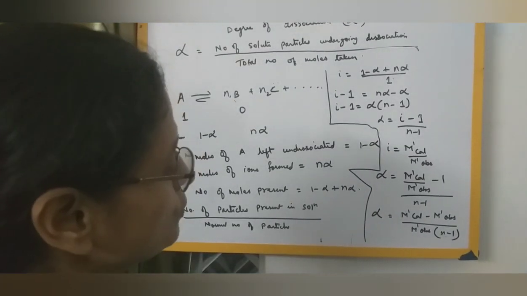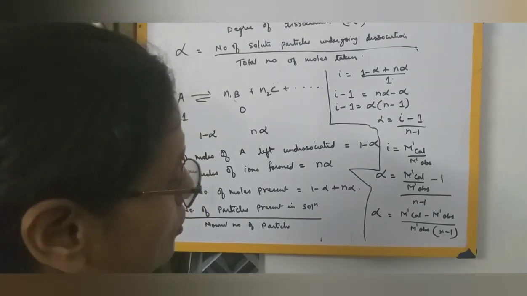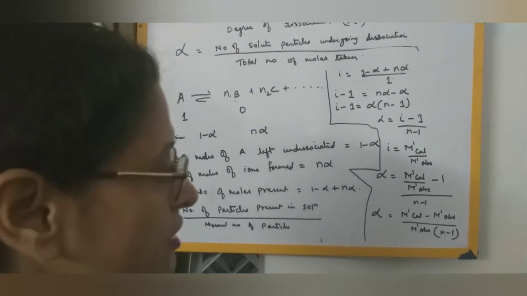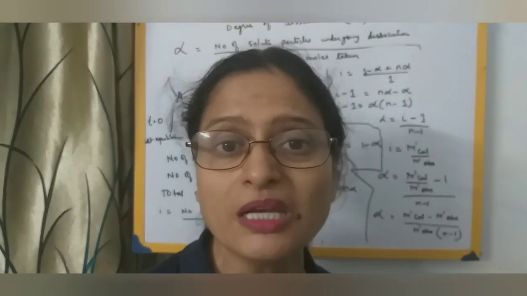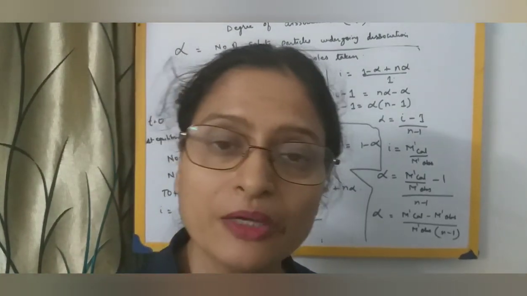At the same time, we have also found the relationship to find the degree of association. We have seen particular examples of substances undergoing association and dissociation. So we complete with this here.